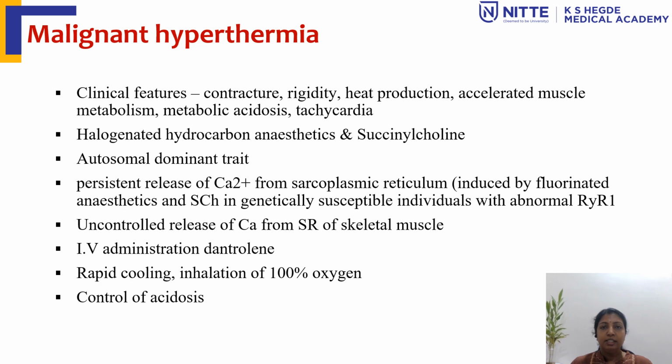Because of that, there is persistent release of calcium from the sarcoplasmic reticulum in genetically susceptible individuals with abnormal ryanodine receptors. So there is uncontrolled release of calcium from the sarcoplasmic reticulum of the skeletal muscle, which produces all the symptoms. The drug of choice is dantrolene, given IV 1 milligram per kg. The patient can be given rapid cooling to reduce the body temperature, inhalation of 100% oxygen, and control of acidosis has to be done.